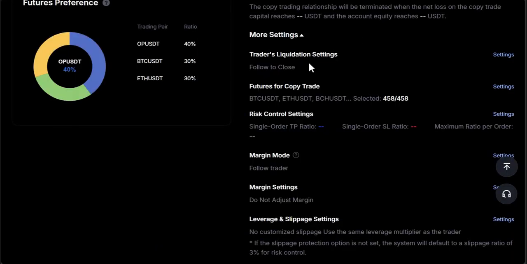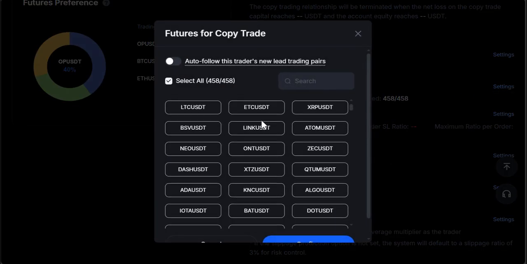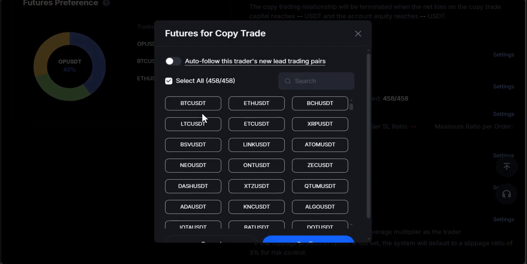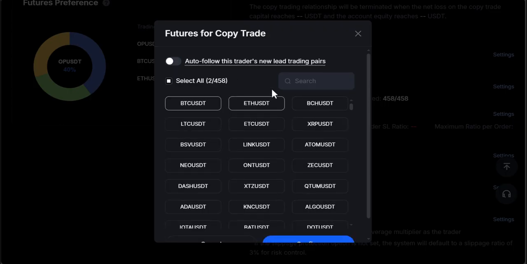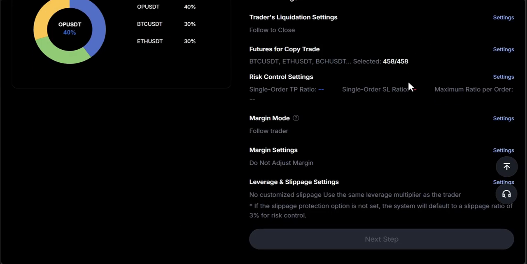Futures for copy trade lets you choose which futures pairs to copy. You can select all pairs or just specific ones like BTC and ETH. If you fully trust the trader, you can leave it to all, but I recommend starting with just major pairs like Bitcoin and Ethereum. Next, you have risk control settings.